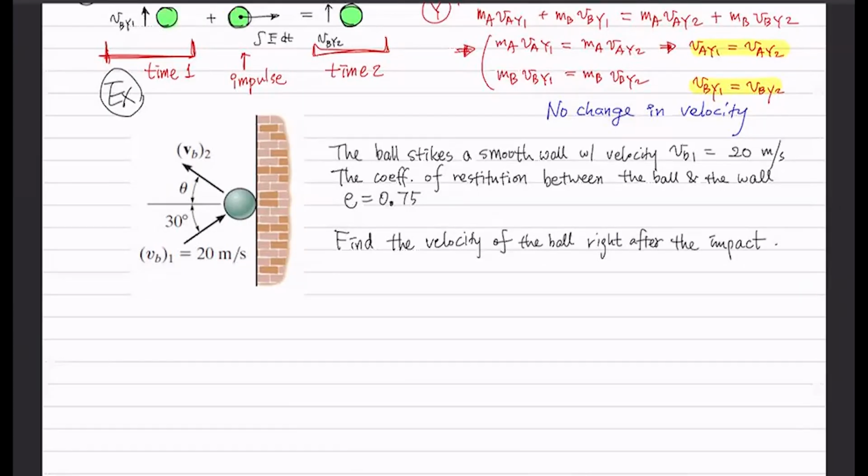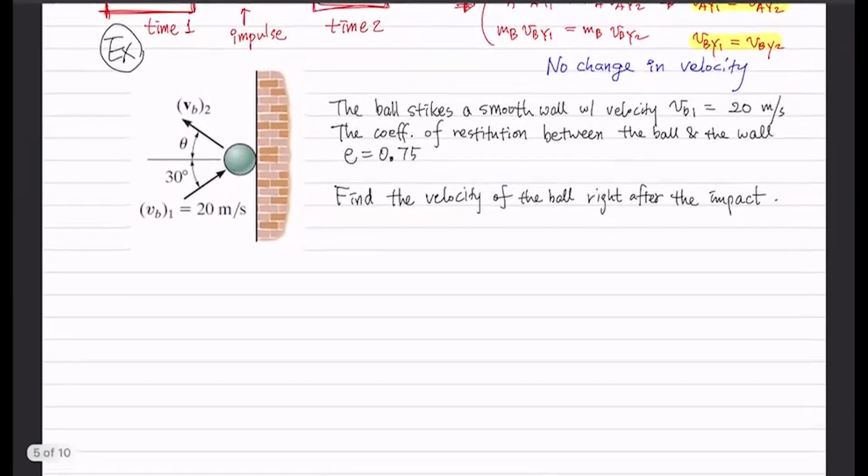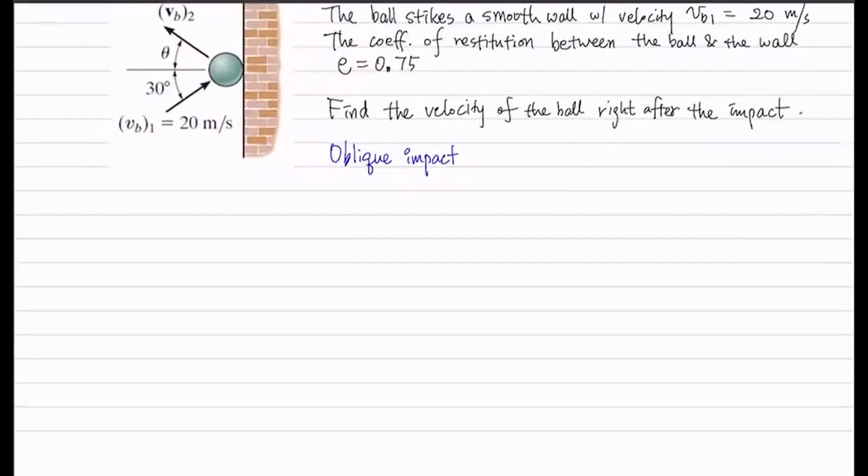Okay, so we have a smooth wall, so there's no velocity change along this direction, only the velocity that approaches and moves away from the wall is going to change. So this is an oblique impact, of course. There's a ball that goes in. This is VB1, okay? Plus that same ball affected by the wall, FDT.